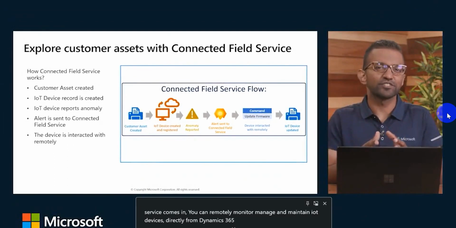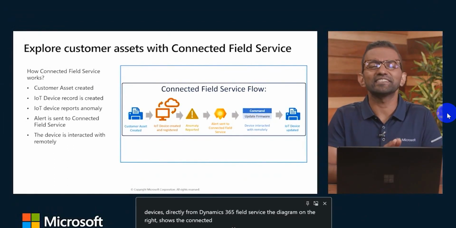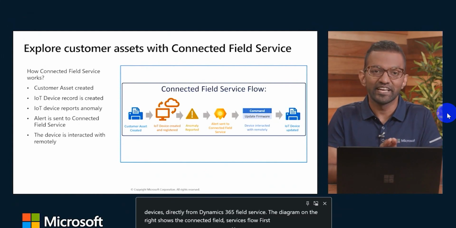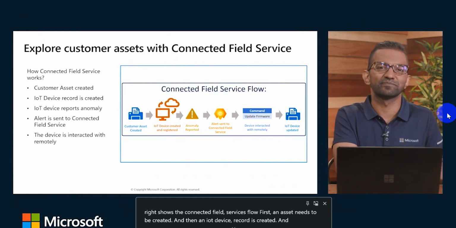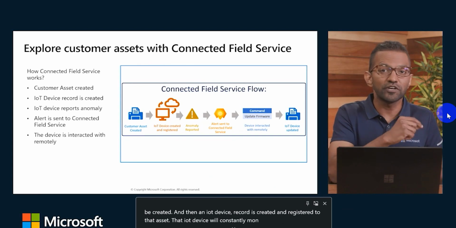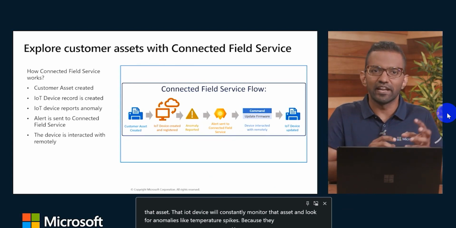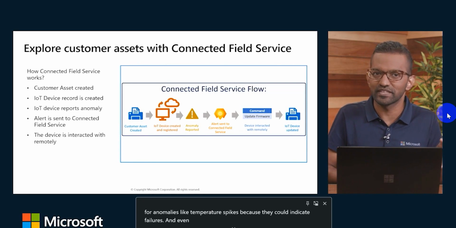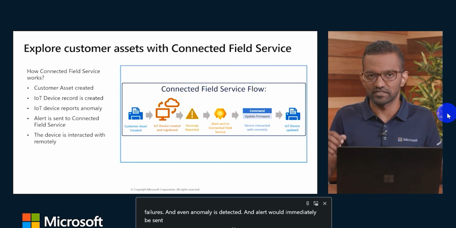The diagram on the right shows the connected field services flow. First, an asset needs to be created. And then an IoT device record is created and registered to that asset. That IoT device will constantly monitor that asset and look for anomalies like temperature spikes because they could indicate failures. And if an anomaly is detected, an alert would immediately be sent to our connected field service.